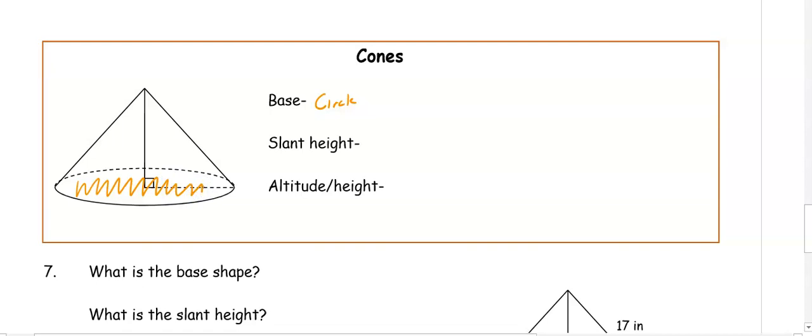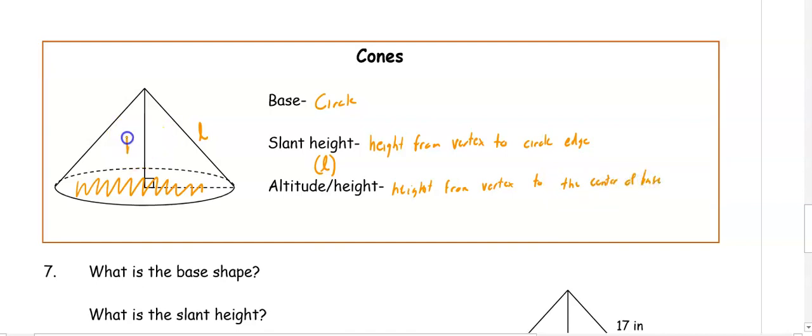The slant height is just like in a pyramid. It's still going to be used the cursive L. It is the height from the vertex to the circle edge. So this here would be our slant height, and then our altitude or height would be the height from the vertex to the center of the base. So this would be our height, which is always an H still.